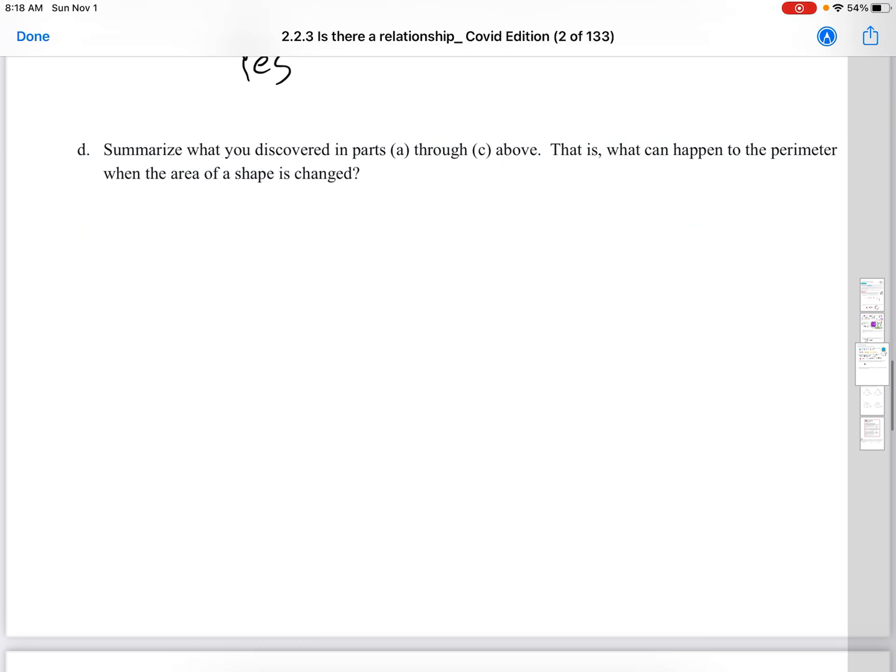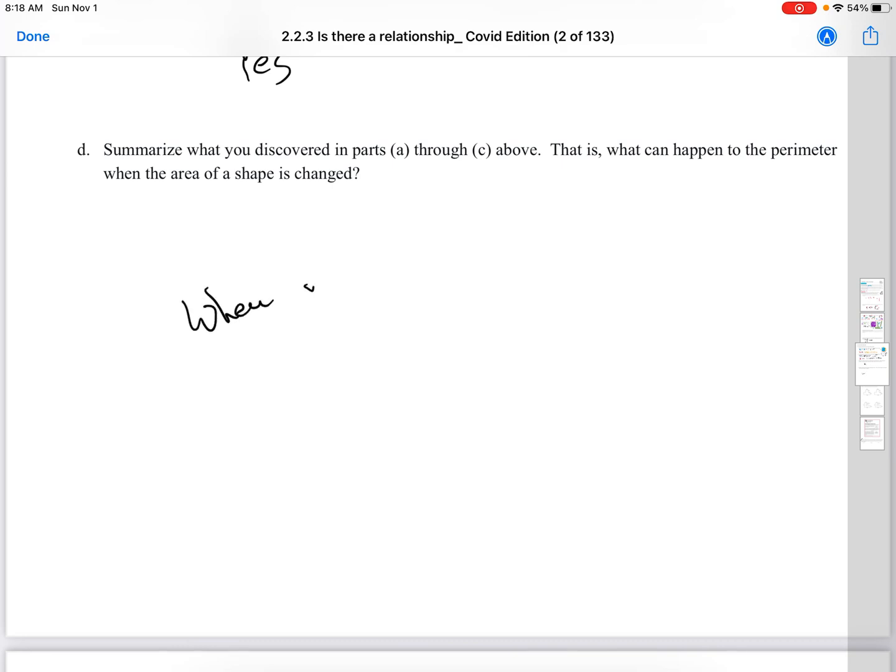What have you discovered in parts A through C? That is, what can happen to the perimeter when the area of a shape is changed? Well, the key part to this one, and I'm not going to write it all, but to summarize, is when you change the area, the perimeter doesn't always change. Sometimes it changes, sometimes it doesn't. And that's the real key part. And you know what? It is so important, I'll write it.